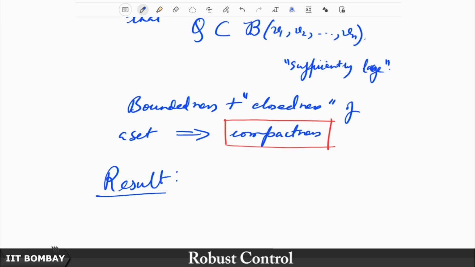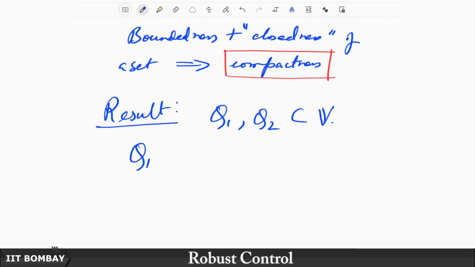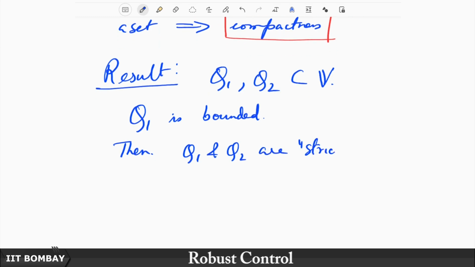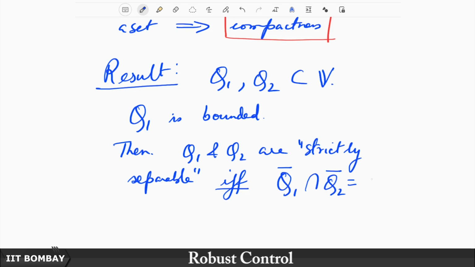Again, a result that we are not going to really prove, but we are going to just state and convince you that it's true. So suppose you have Q1 and Q2, two subsets of this vector space V, and Q1 is bounded, then Q1 and Q2 are so called strictly separable if and only if, so it's a both way condition, a necessary and sufficient condition, the intersection of the closure of Q1 and of Q2 is empty. What does that mean?